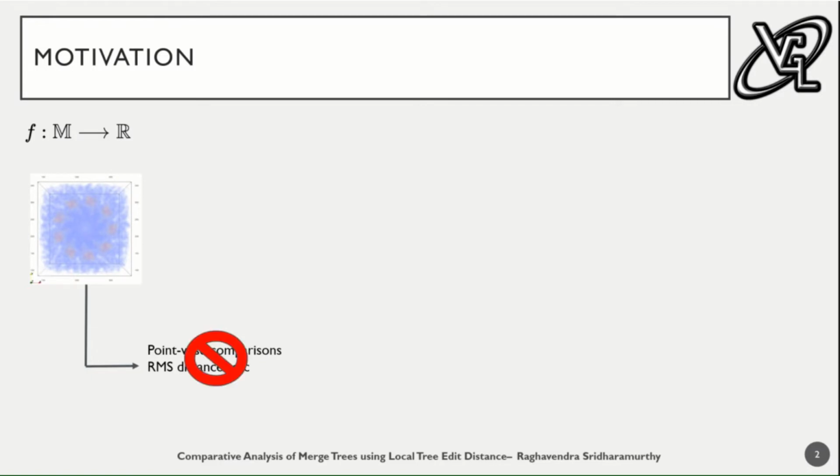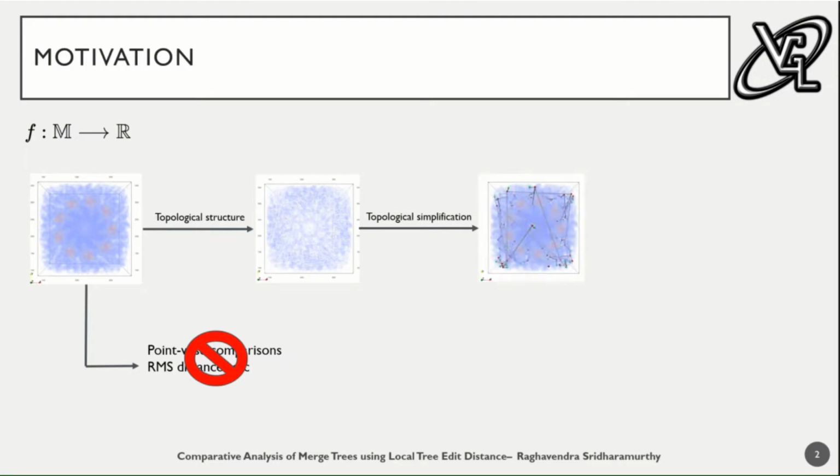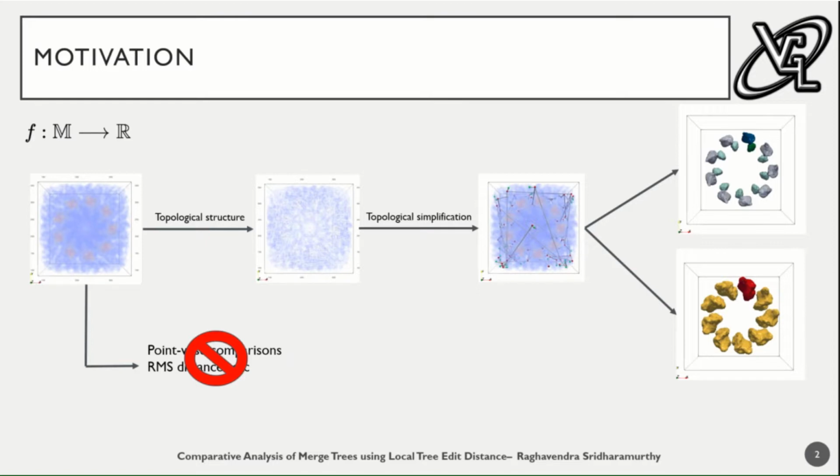Since pointwise comparisons are prone to instabilities and are not invariant to transformations like scaling, we first compute topological structures, which are combinatorial abstractions like graphs, trees, with proven methods to remove noise via simplification. Then we can compare the simplified structures. In this work, we compare such substructures or structures.